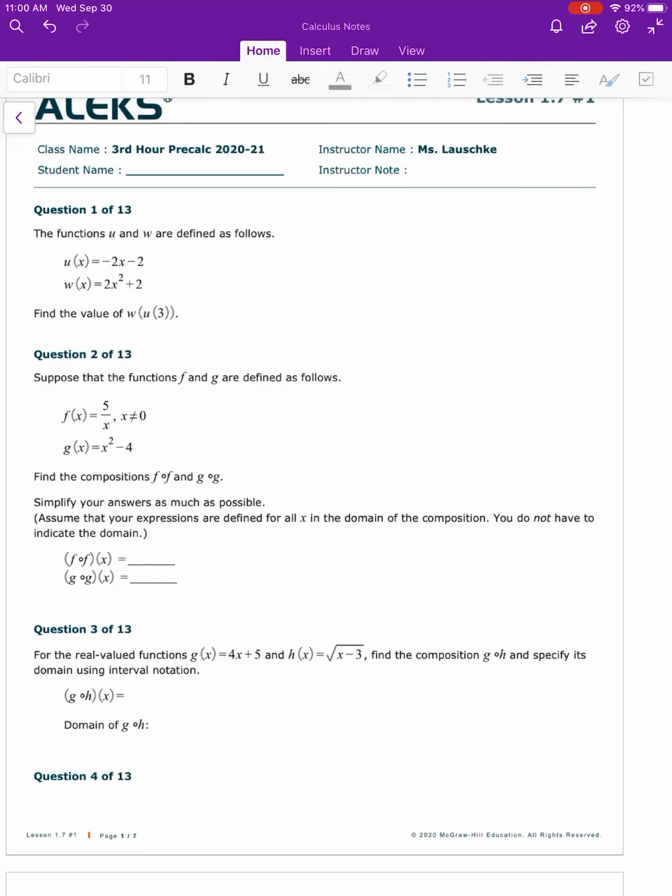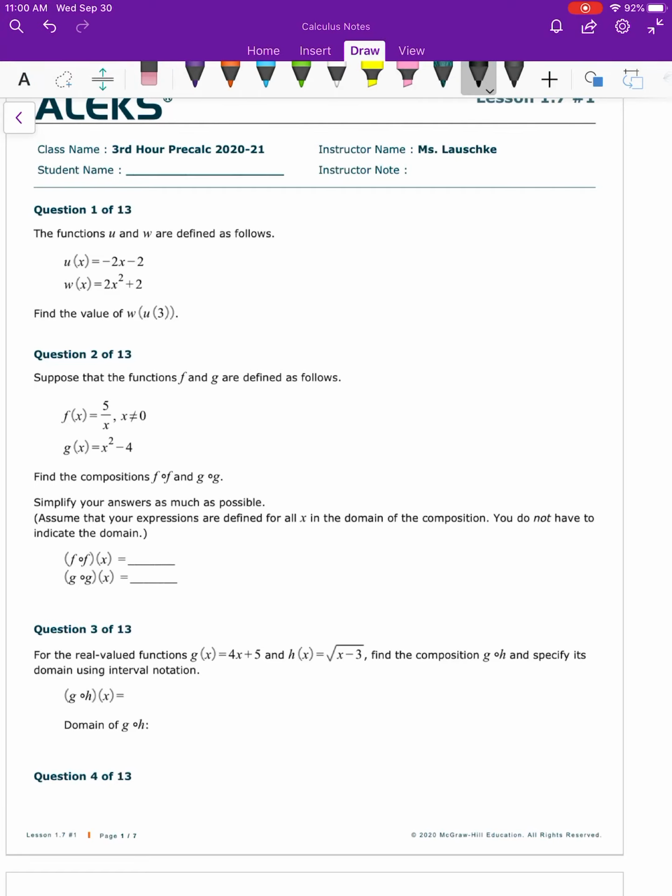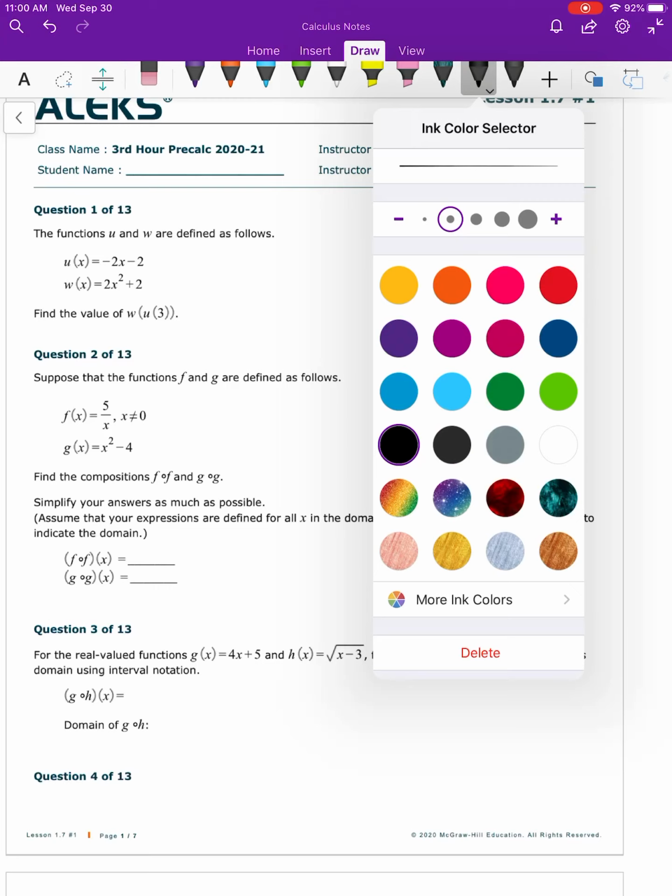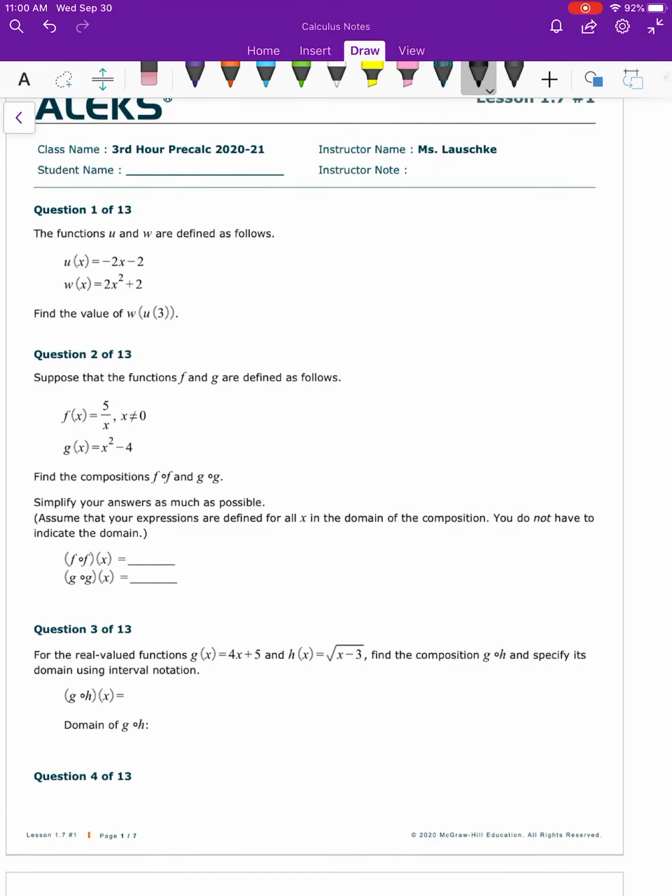Hi, Pre-Calc. I just decided that I would walk you through the ALEKS 1.7 just in case you have questions, and you could go ahead and fast forward to the problem that you would like help with. And I thought maybe this might be helpful. So I'm going to just start from the beginning and start working my way through.